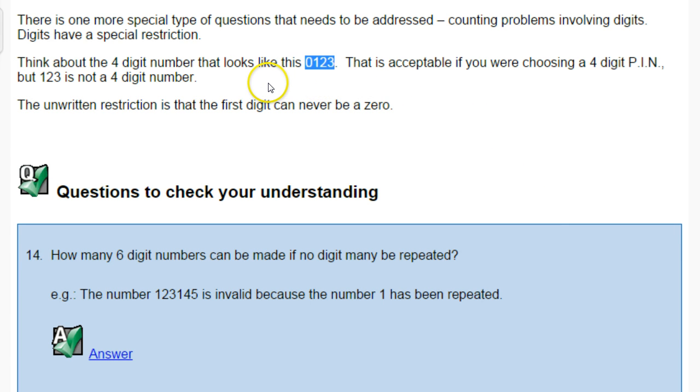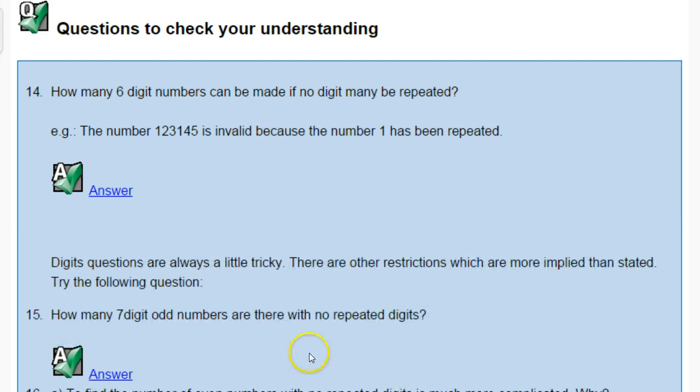You could put anything in there, as long as there was some variation. However, if you treat it as a number that you are using in a mathematical operation, that initial 0 has no meaning. So you would have to assume that 1, 2, 3 is a 3-digit number, not a 4-digit number. So in that case, there is a restriction. The first digit can never be a 0. That's provided you've got a number greater than 1.